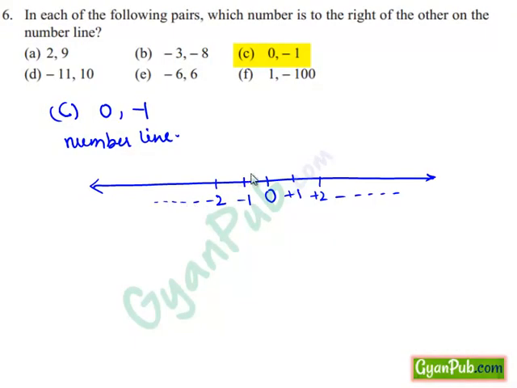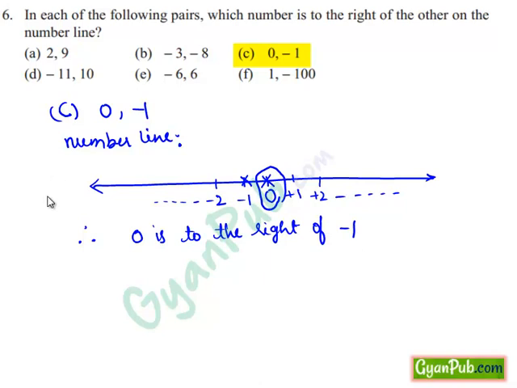First, we will mark given integers 0 and minus 1 on this number line. 0 and minus 1. By observing this number line, 0 is to the right side of minus 1. Therefore, for given integers 0 and minus 1, 0 is to the right of minus 1.